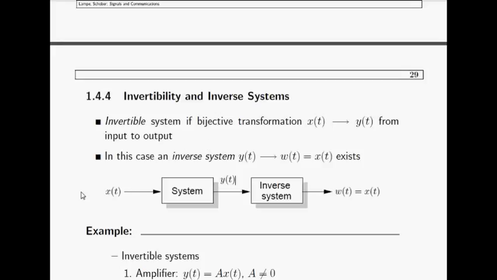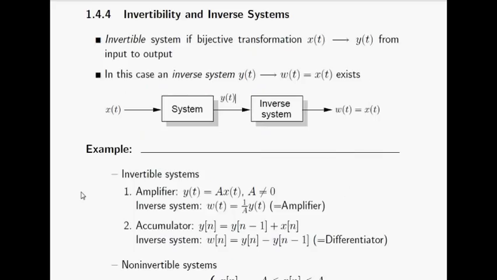Amplifier, y of t is equal to a x of t, and the constraint is that a should not be equal to 0. So the inverse system for the amplifier will be 1 upon a times y of t. When I pass the output y of t through this system, if I put y of t equal to a x of t, then I'll get w of t equal to x of t, which is the output after the inverse invertibility.